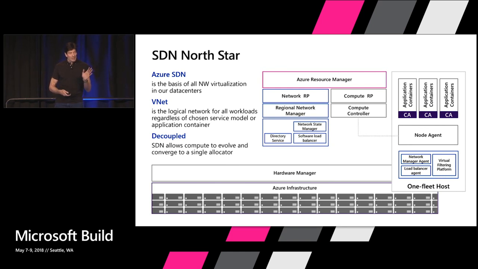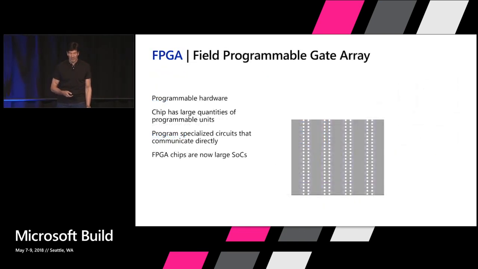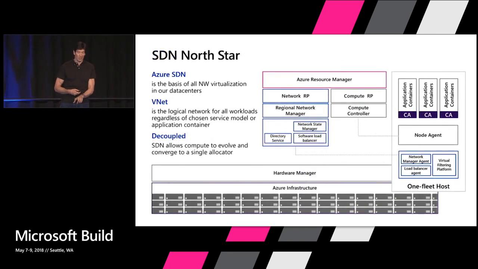So that dance happens with the compute resource provider talking to its own agent on the server, the network resource provider then taking commands and sending them down to its agents on the server to program the virtual filtering platform, the switch there you see on the lower right. That is the switch that I was talking about earlier. That bottom layer of those physical appliances now distributed into those servers.